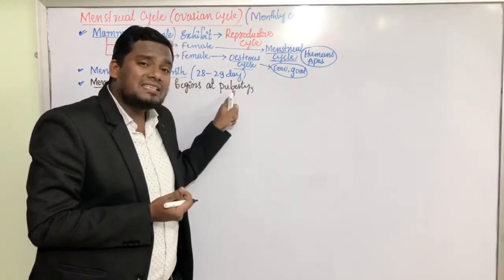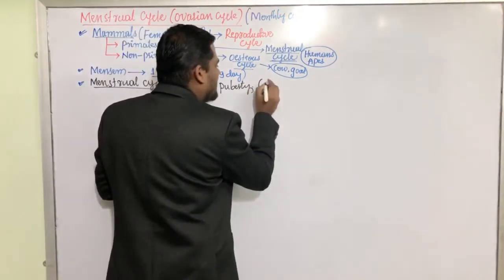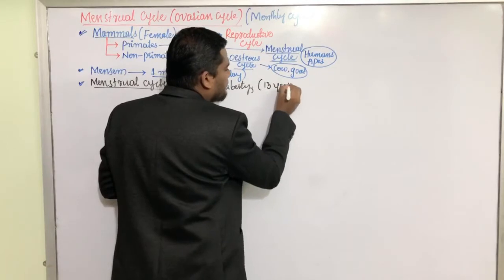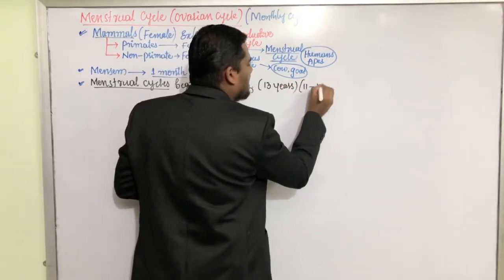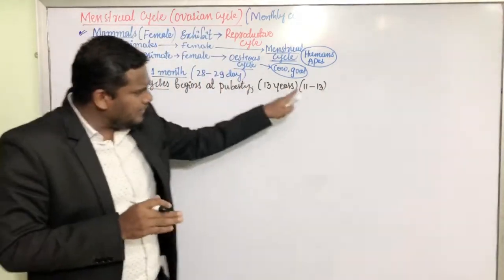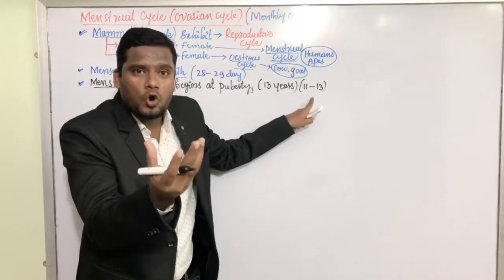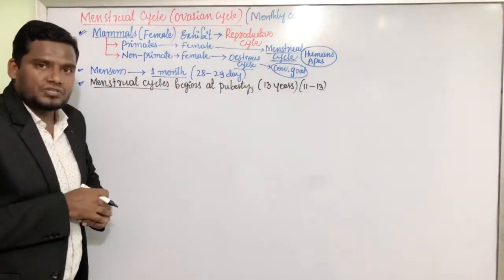When the female is getting sexually matured, particularly at the age, on an average, of 13 years, average 11 to 13 years, in between this age the girl is getting sexually matured. At that time, the menstrual cycle begins.